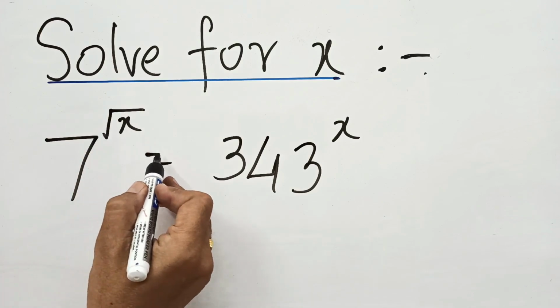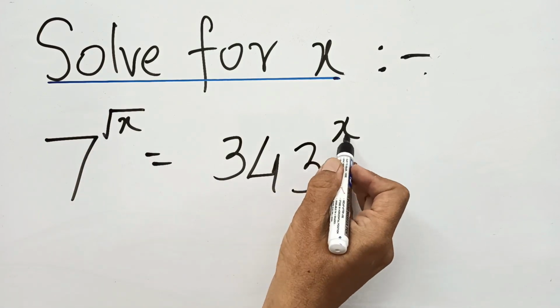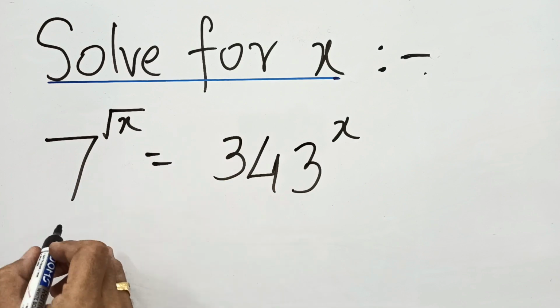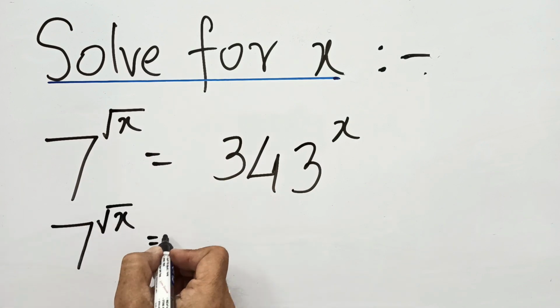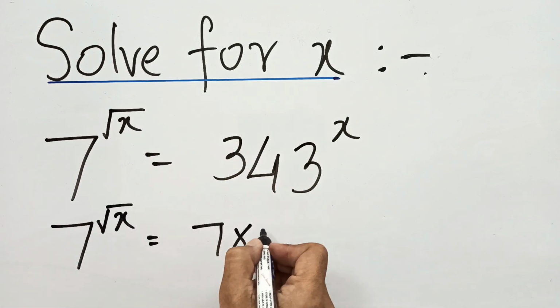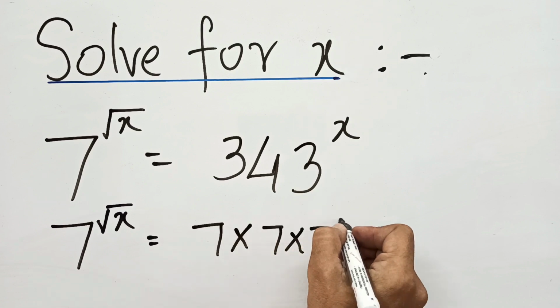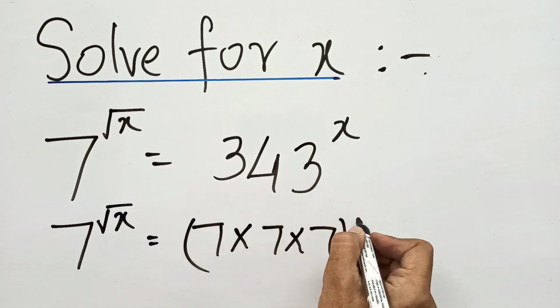7 to the power root x is equal to 343 to the power x. We need to find the value of x. This we can factorize, 7 into 7 into 7. It will be 343.